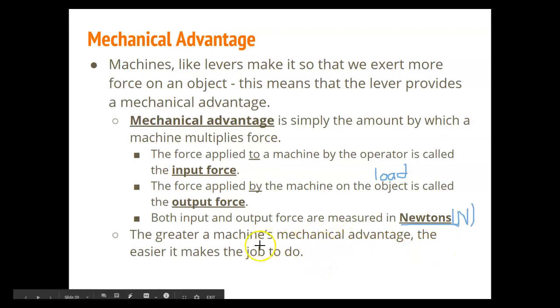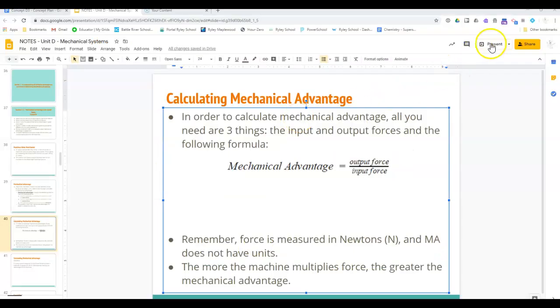Okay, the greater the machine's mechanical advantage, the easier it makes the job to do. If you've got your notes in front of you, maybe do what I'm doing and put a big circle around that, because that is super uber awesomely important. We need to know that the whole purpose of a high mechanical advantage is it makes the job easier to do. Okay, so I'm going to move to the next.